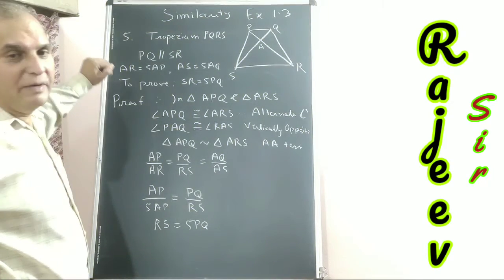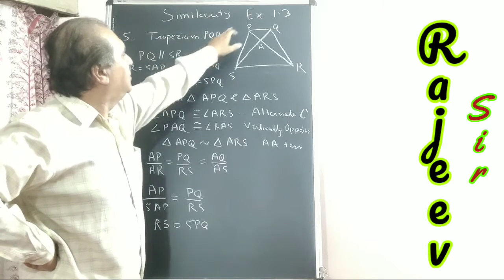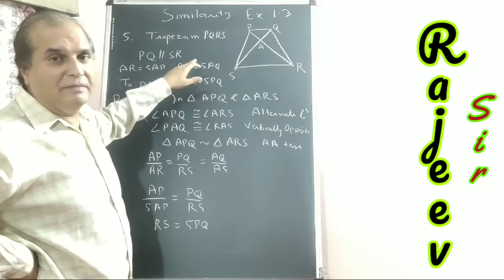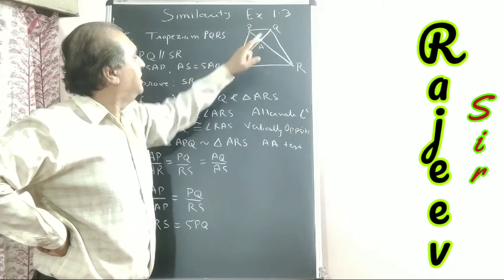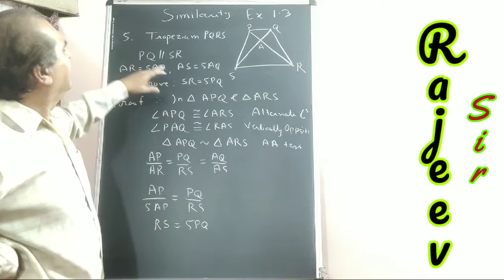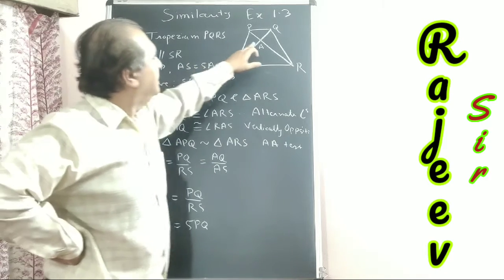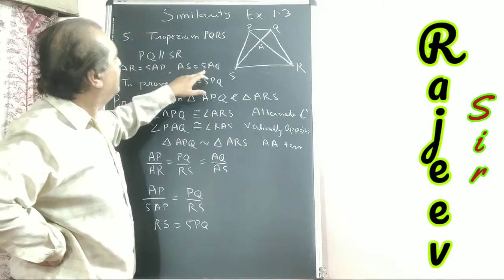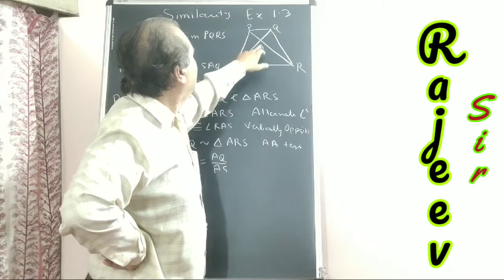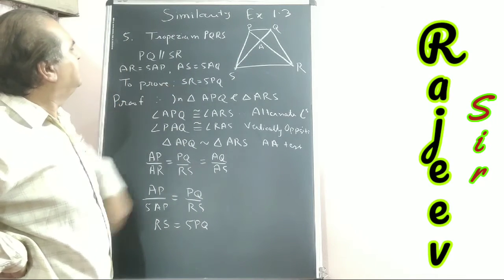Sum number 5. Given figure, trapezium PQRS. Trapezium, you know, one pair of sides parallel. PQ parallel to SR is given. One more given: AR equal to 5 AP, this AR is 5 times AP, and AS equal to 5 AQ. To prove SR is 5 times PQ.